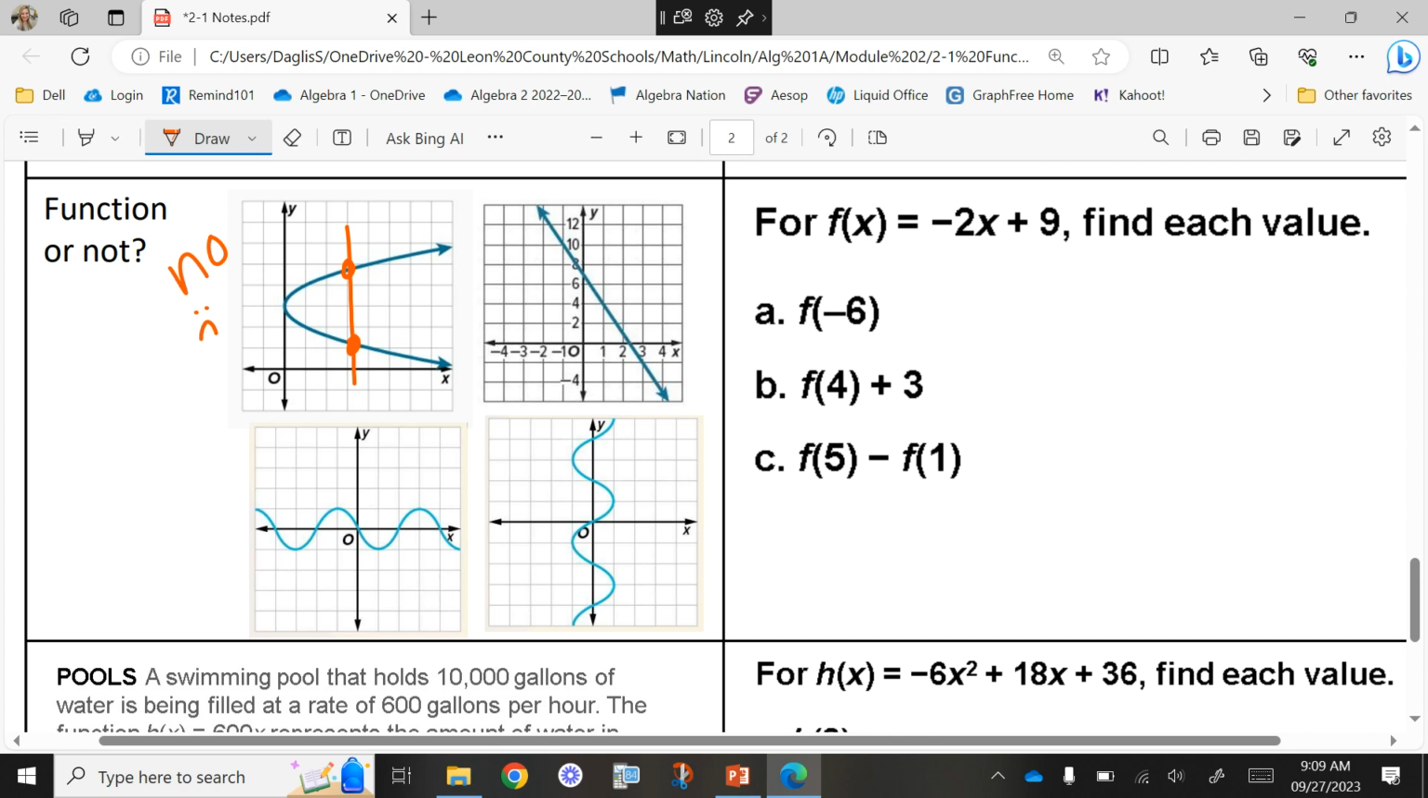How about lines? Do you think lines are functions? We use them all the time. Yes, lines are definitely functions. If I drew a vertical line anywhere on this, it's only going to touch it at one spot, right? So yes, lines are functions. This is a yes.